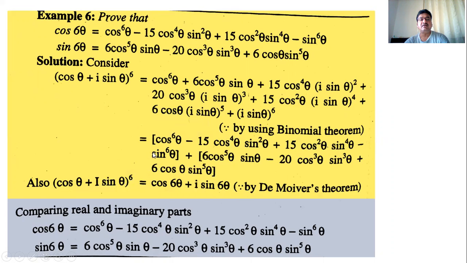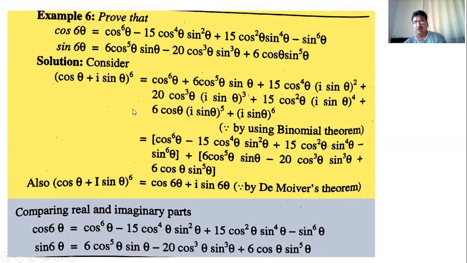Then compare the RHS of these equations. This is the RHS of this equation, and the value of (cos theta plus i sine theta) raised to 6 is this. Compare real and imaginary parts. So cos 6 theta is the first bracket: cos raised to 6 theta minus 15 cos raised to 4 theta sine square theta plus 15 cos square theta sine raised to 4 theta minus sine raised to 6 theta. And sine 6 theta is the coefficient of i, this bracket. So this is what we have to prove.